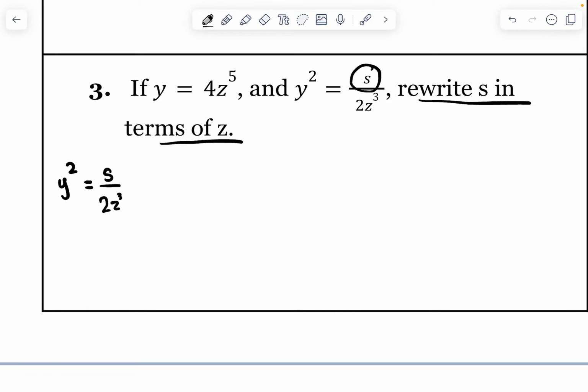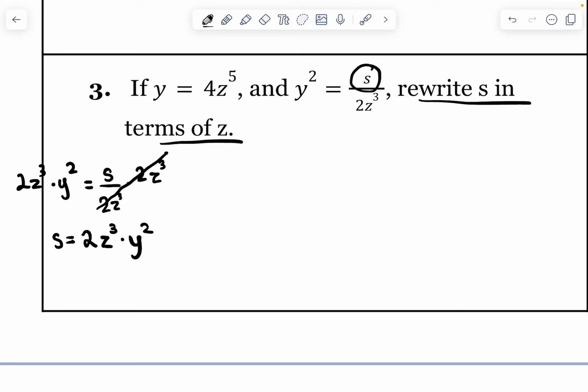How can I get rid of this fraction? How can I make it so that I'm no longer dividing by 2z to the third? Well, the inverse operation would be to be multiplying by 2z to the third. And whatever you do to one side, you do to the other, right? So now we have this. We have that s is equal to 2 times z to the third power times y to the second power.